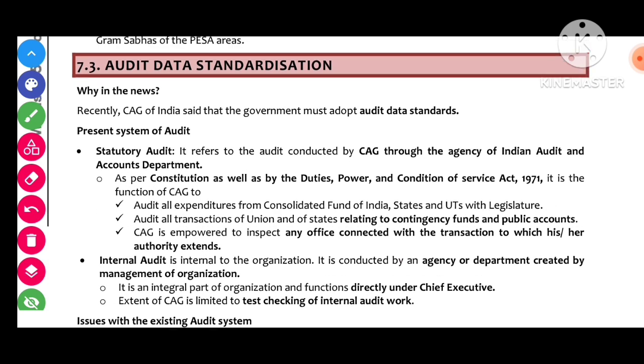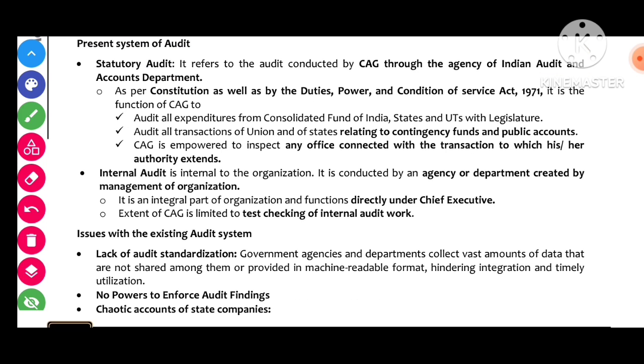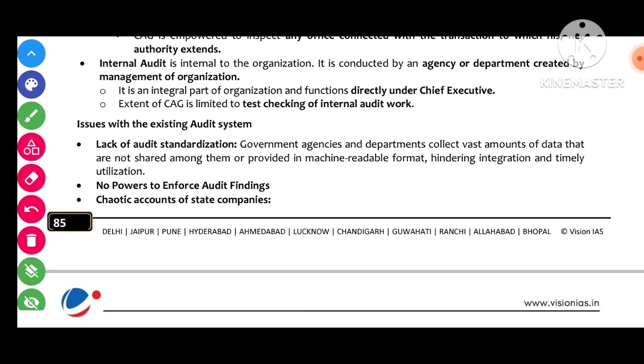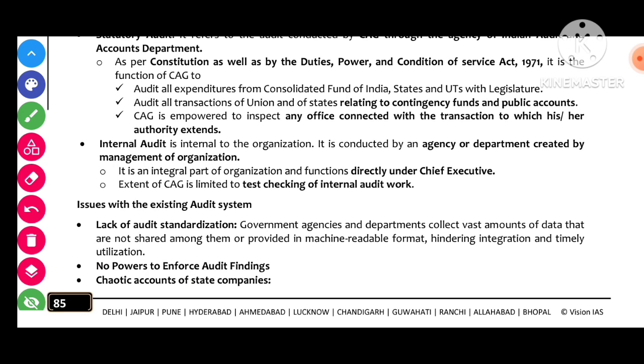And audit data standardization was in news. The present system of audit is conducted by the Comptroller and Auditor General, that is CAG, as per the Constitution as well as by the Duties, Powers and Conditions of Service Act 1971. It is the function of the CAG under Article 148 of the Constitution, so you can remember this. And external audit as well as internal audit are both mentioned.